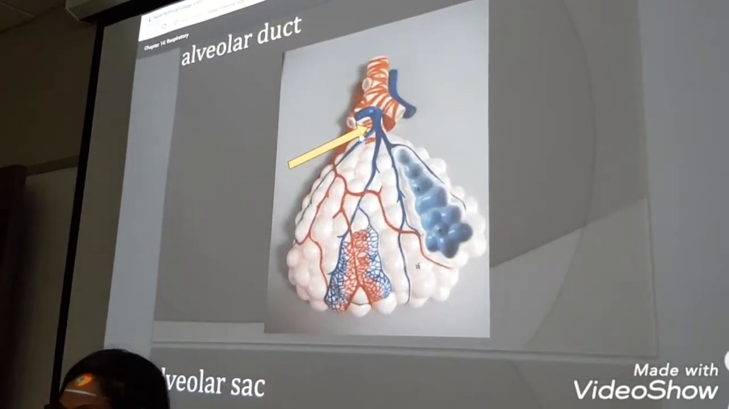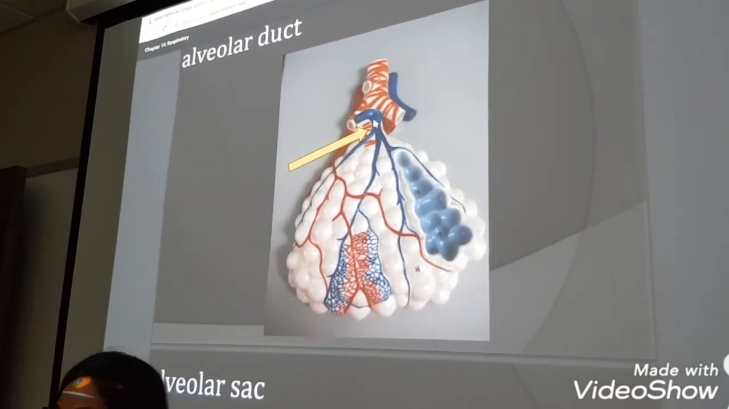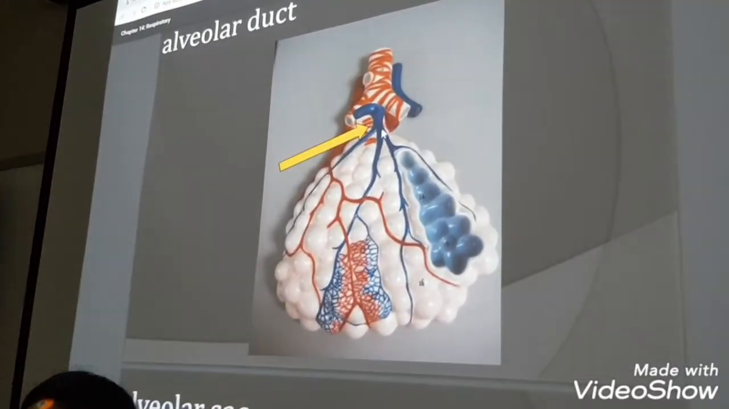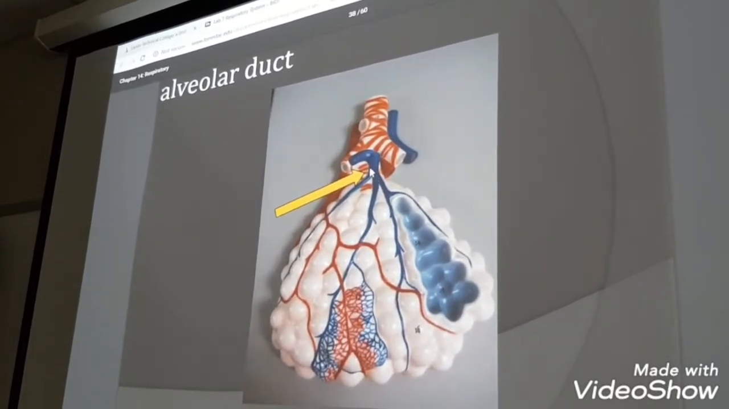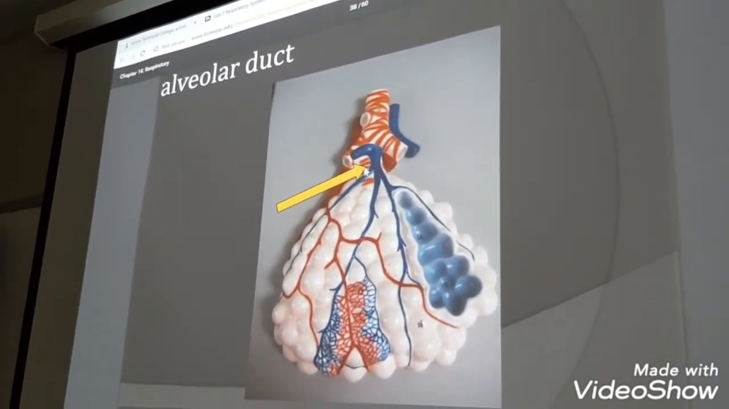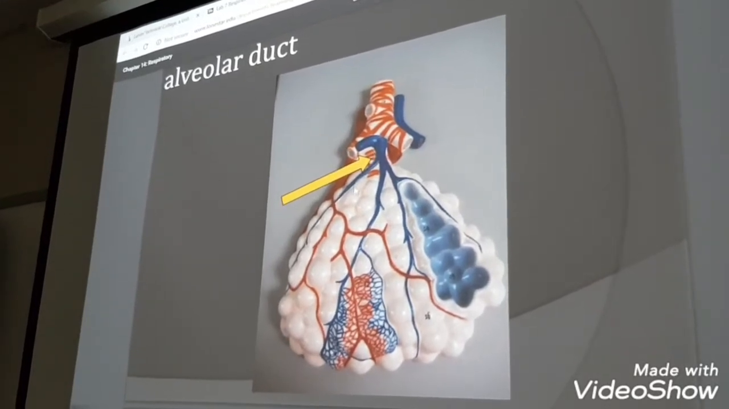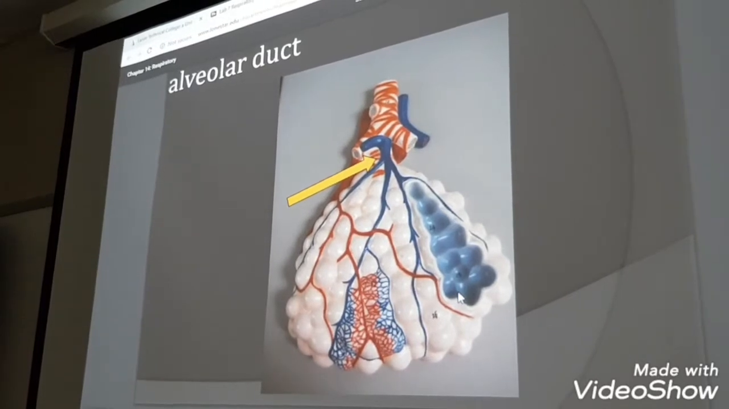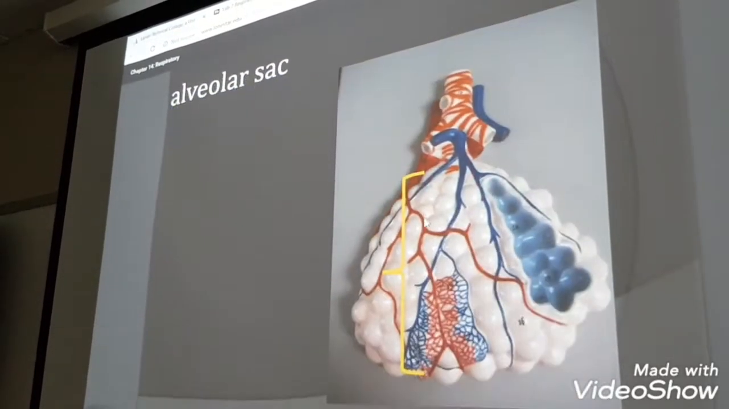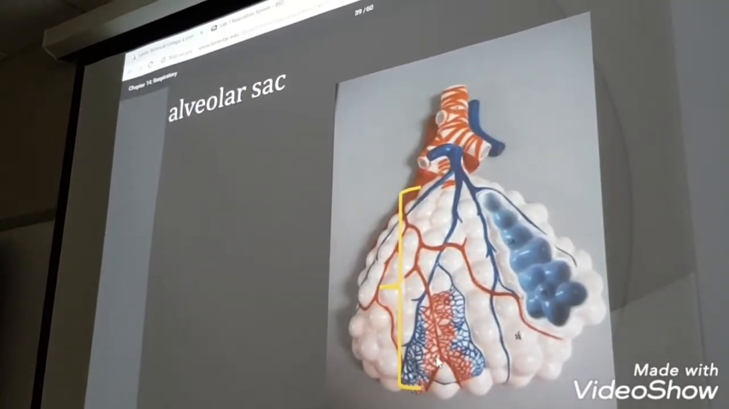That brings us to the alveolar duct here, which is highlighted in blue. Or rather, blue is representing the vein, I'm sorry. But underneath the blue, it goes all the way and branches off into all of these air sacs. So, air sac.